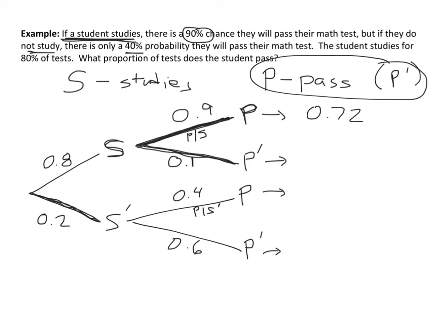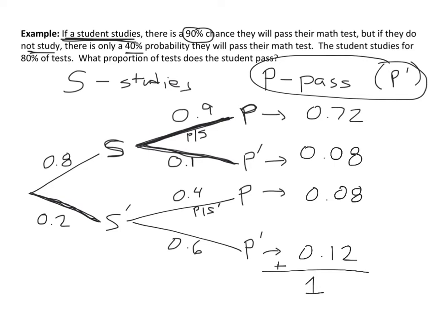The next branch down is 0.08. This next branch down is also 0.08. And the final branch down here is 0.12. Okay. Now something you'll notice is that all of these probabilities add up to 1. And that makes sense because all of these probabilities are supposed to add up to 1. Now let's answer the question.